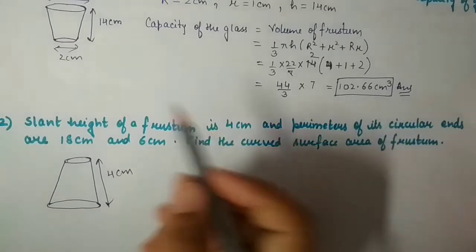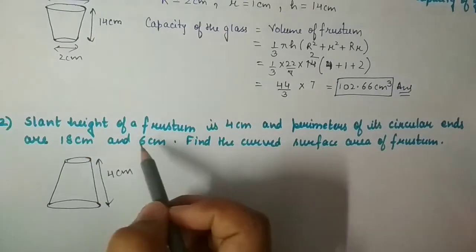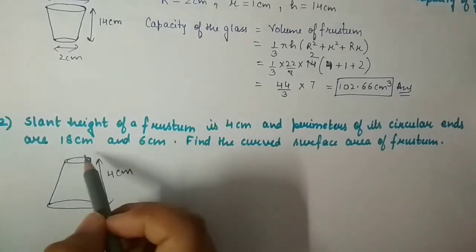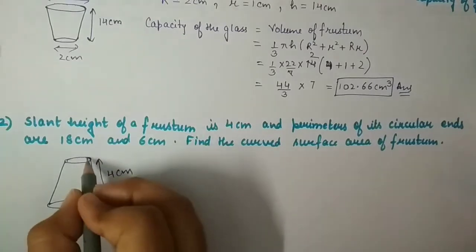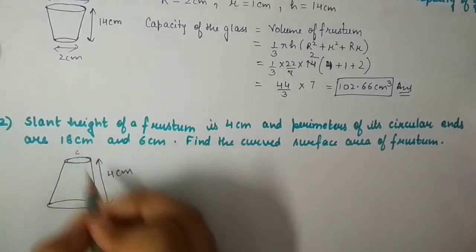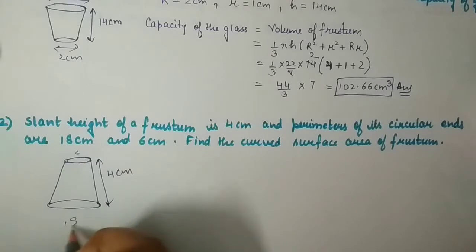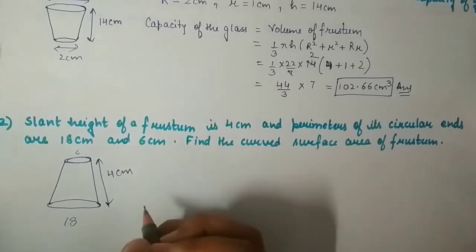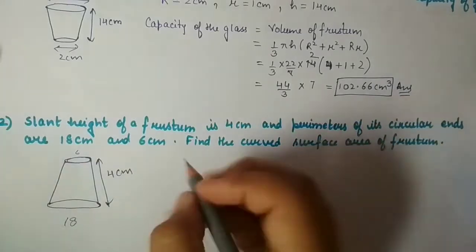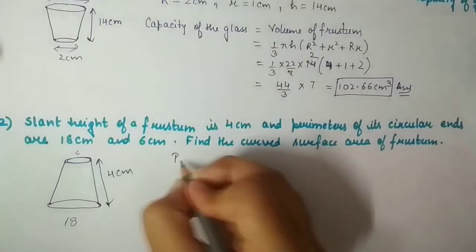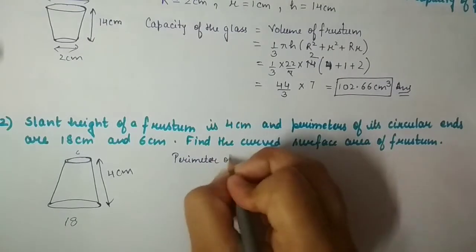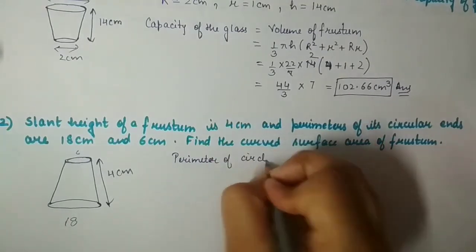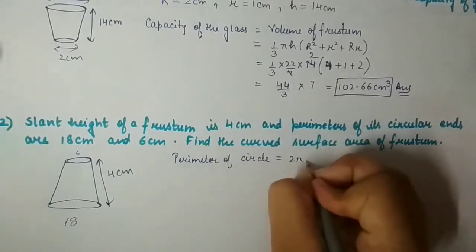Perimeters are given. So perimeter of the smaller circular end will be 6 and larger circular end will be 18. So perimeter of this circular end is 6 and perimeter of this circular end is 18. Now what you will do, how you will find the radius? What is the formula for perimeter? Perimeter of circle is given by the formula 2 pi r.